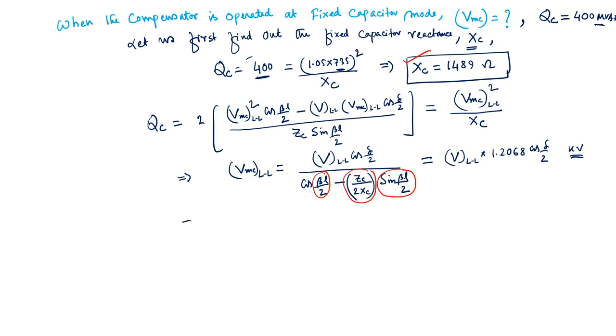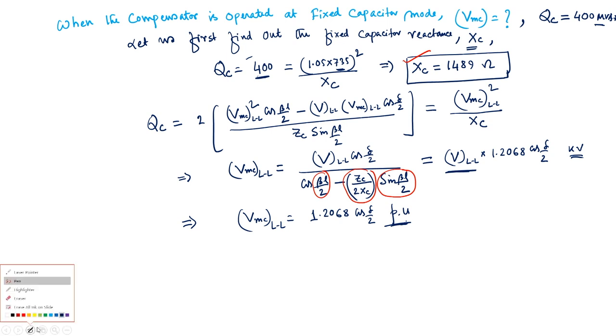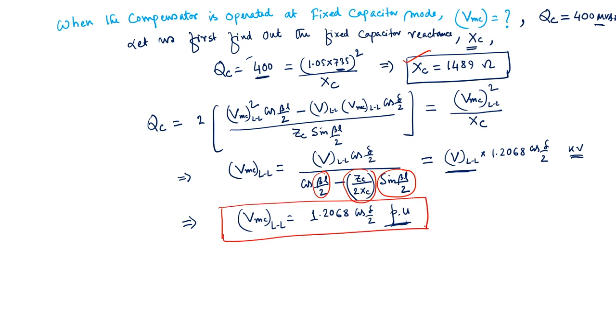Okay. Now, again when we convert it to per unit, then what we will get is VMC line to line is equal to 1.2068 cos delta by 2 per unit, because we consider V line to line 735 as our reference voltage or base voltage. So, considering this as a base voltage, if you divide this VMC, then whatever the voltage we get will come out to be a per unit voltage. So, this is the voltage we determined.